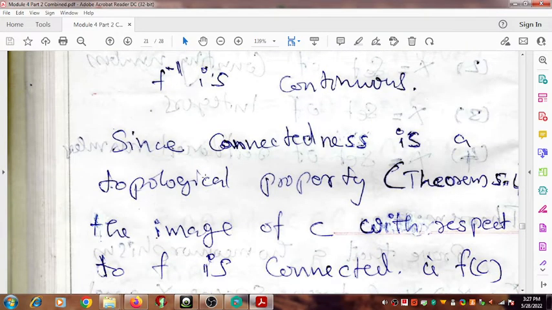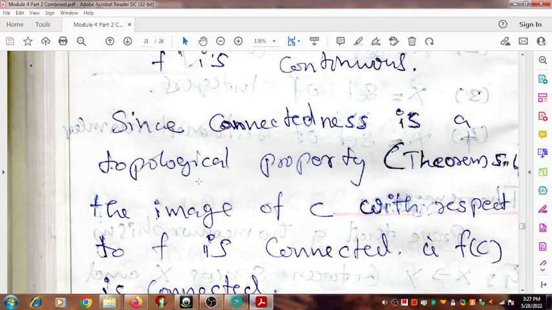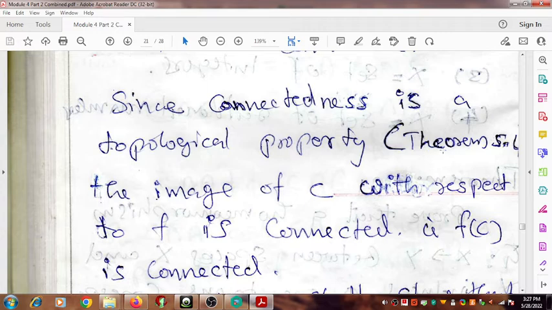Since connectedness is a topological property, you can just recall that. In some previous video we have stated and proved that connectedness is a topological property. As help, I can suggest theorem number 5.4. Just a minute. Okay, the theorem number is 5.4. You can refer to that theorem.